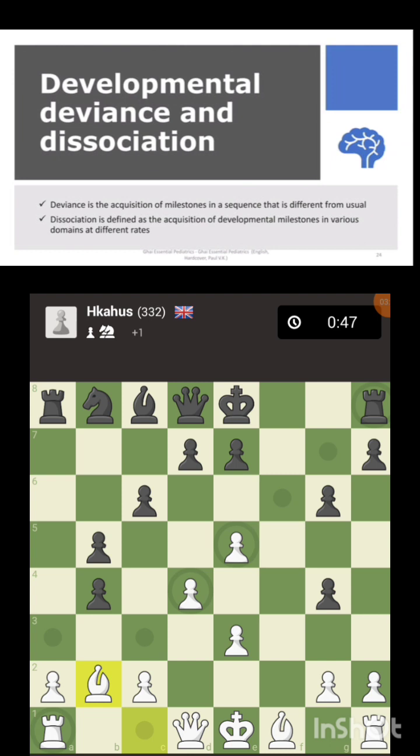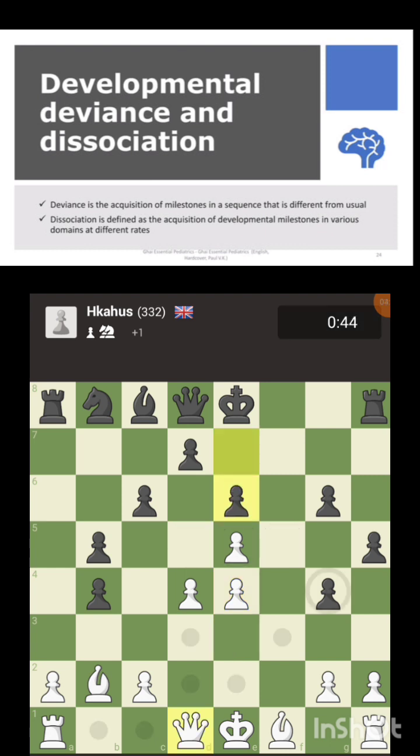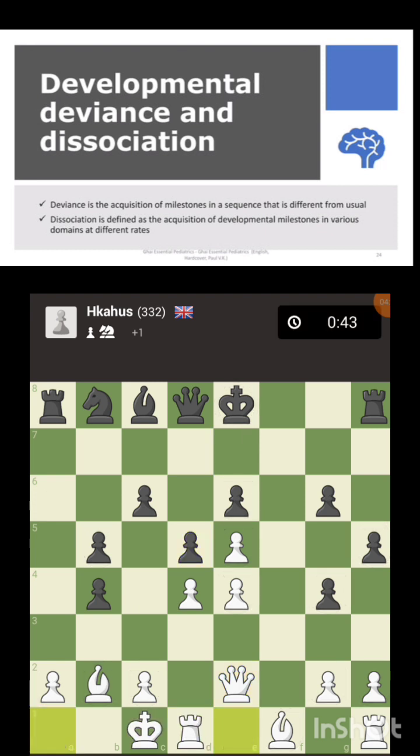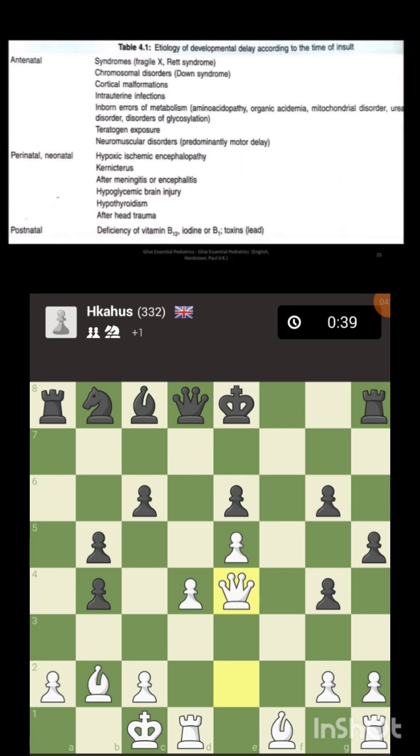Okay, so developmental deviation and dissociation. Deviation is the acquisition of milestones in a sequence that is different from usual. Dissociation is the acquisition of developmental milestones in various domains at different rates. So causes of developmental delay according to time of insult.